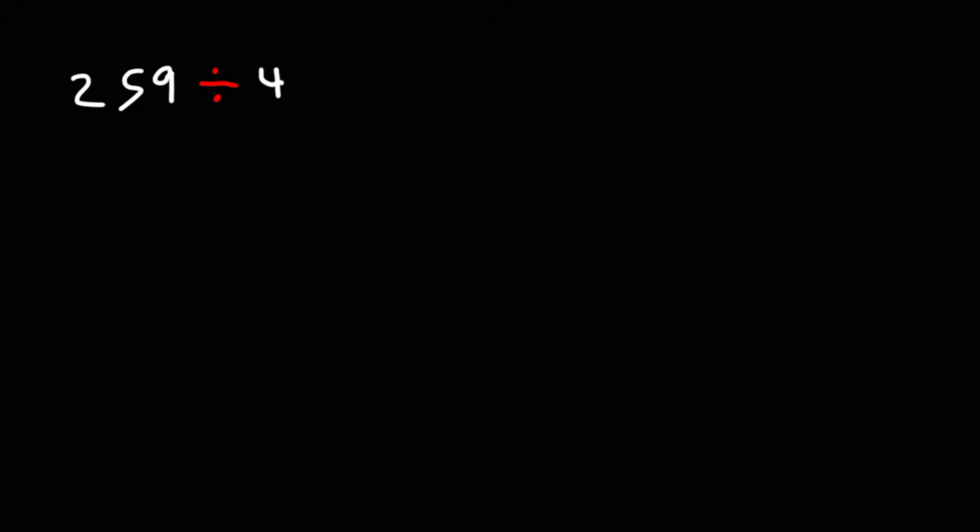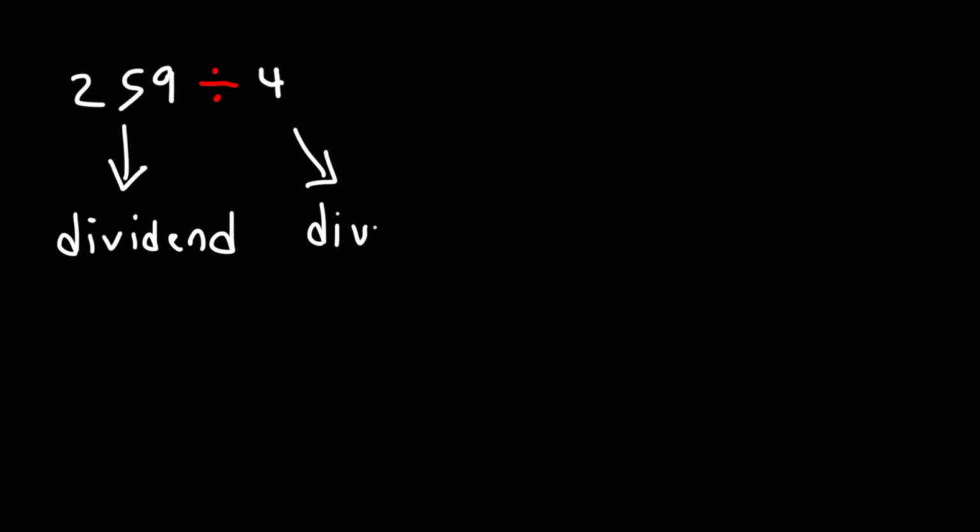In this lesson, I'm going to focus on the parts of a division, such as the dividend, the divisor, the quotient, and the remainder. So let's look at this example. We're dividing 259 by 4. The number that's being divided, that is the dividend. Now, the amount by which we're dividing that number, in this case we're dividing it by 4, that is the divisor.